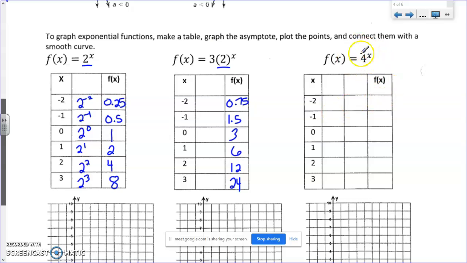Can I do the same thing with this? Can I just multiply by 2? No, because my base changed. Does that make sense? So when your base changes, it creates a new function.